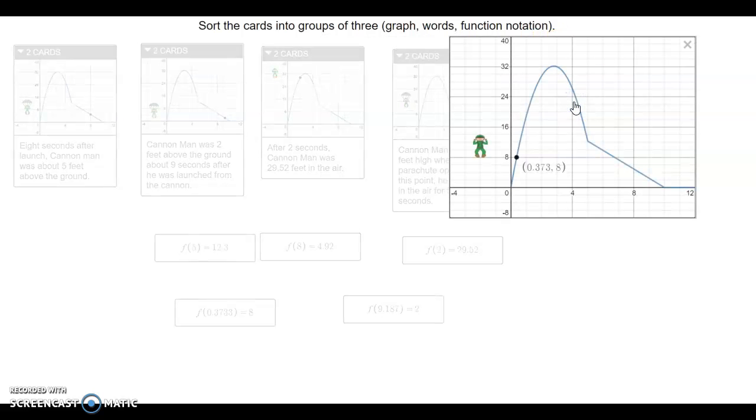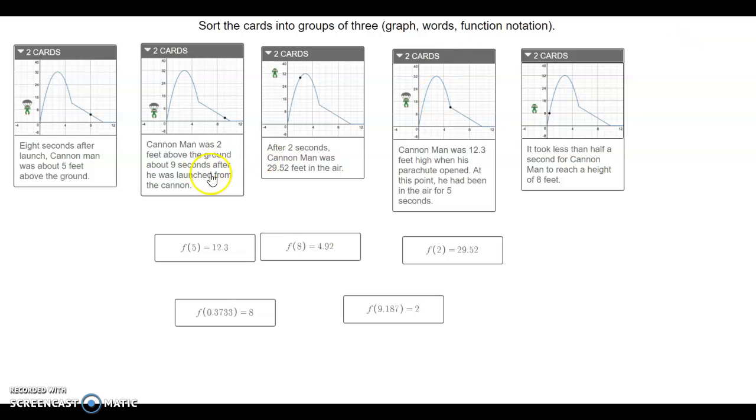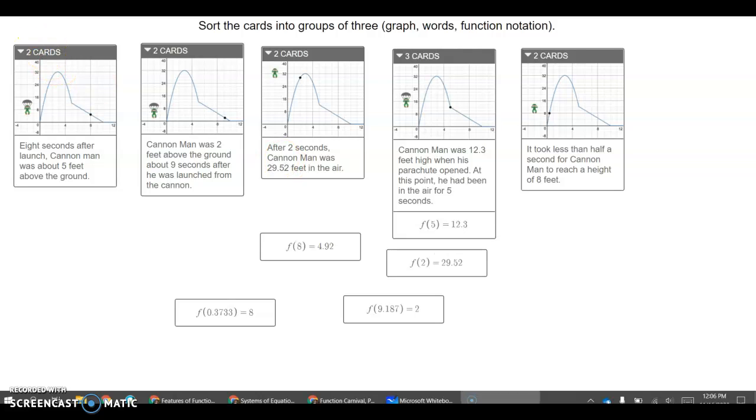So now that you have matched them, what you're going to do here is match these functions with the stories. Remember, the f of a number, that's my x. So this says f of x at 5 seconds, he will be at 12.3 feet. So you need to find one that matches it and pair them up. So go ahead and do that now.